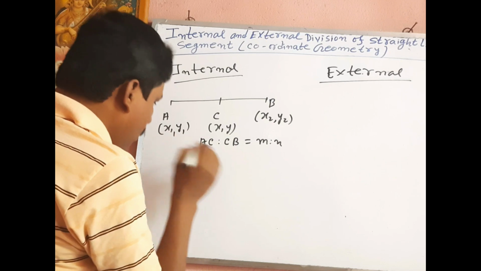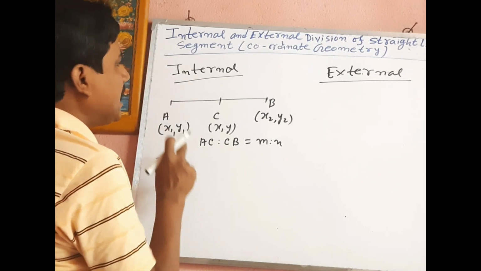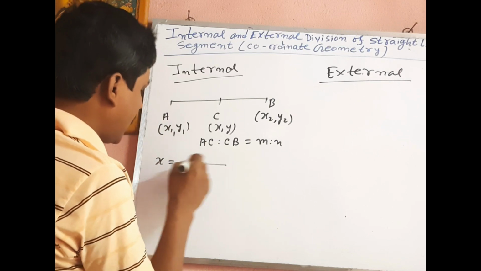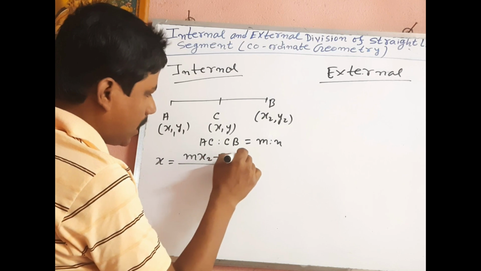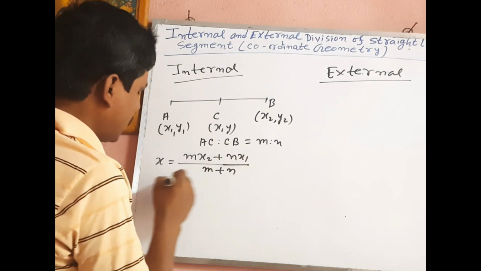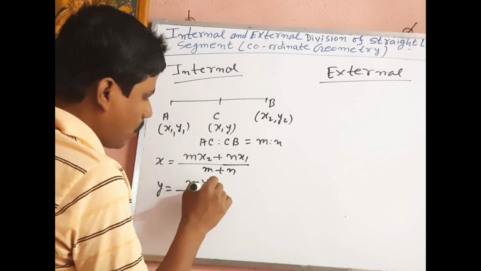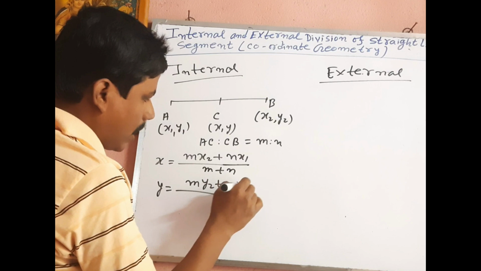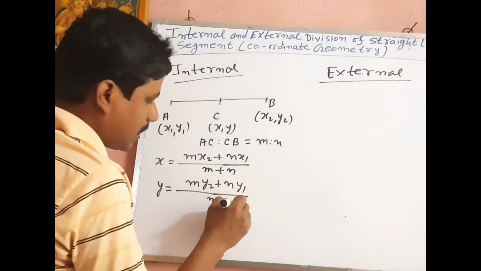So from the given information, using the internal formula, we can say x is equal to (m x2 plus n x1) divided by (m plus n), y is equal to (m y2 plus n y1) divided by (m plus n).